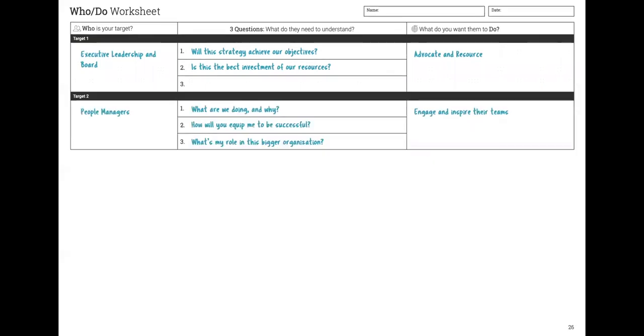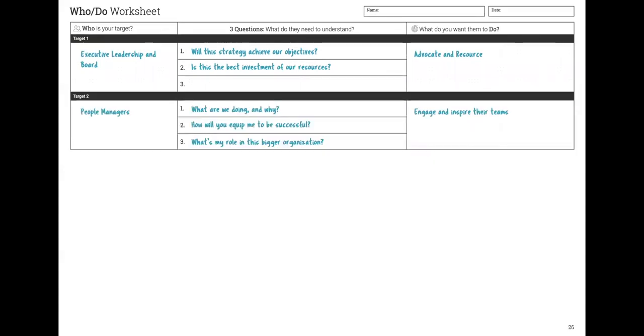We've identified that there's a couple of key groups. First and foremost, we need to talk to the executive leadership and board. We're really dependent on them being advocates for what we're doing and resourcing our initiatives. So we're going to have to answer a couple of key questions for them. They need to understand, will this strategy achieve our objectives? Is this the best investment of our resources? If we can do that, we're likely to get them on board.